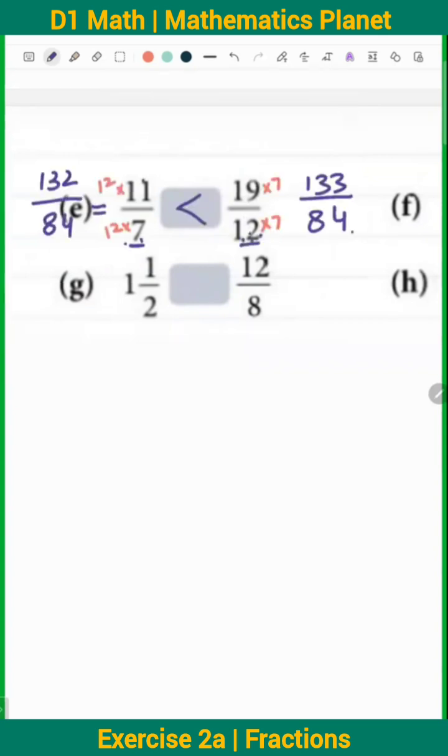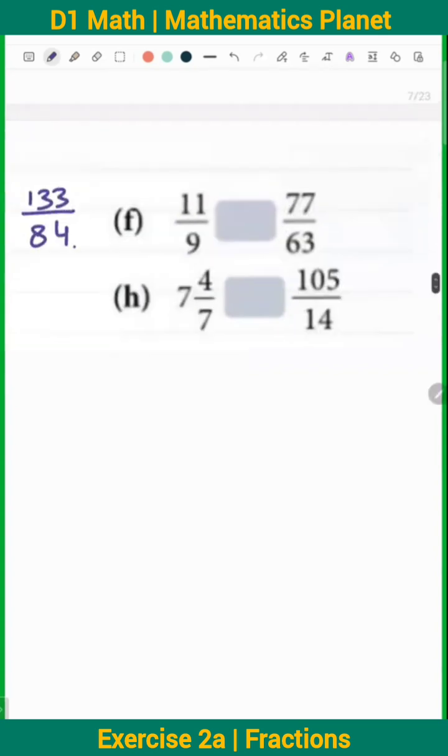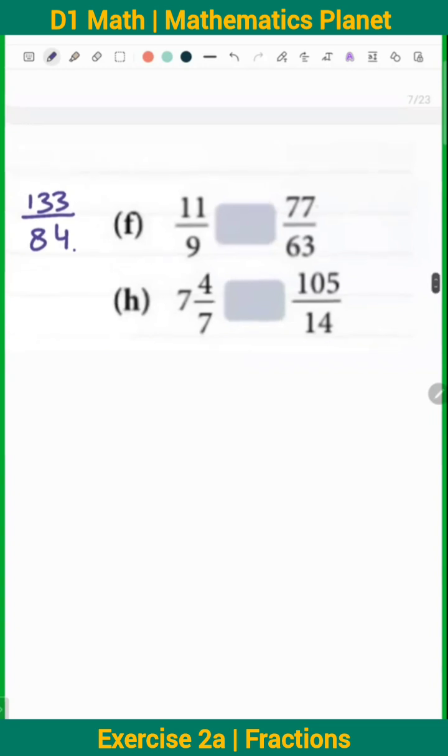Okay. 11 by 9, 77 by 63. So 11 times 7 is 77. Can we solve it? No, we cannot solve it. 7 times 11 is 77. 7 times 9 is 63. Yes, we can do it with the table of 7. So they both are equal.